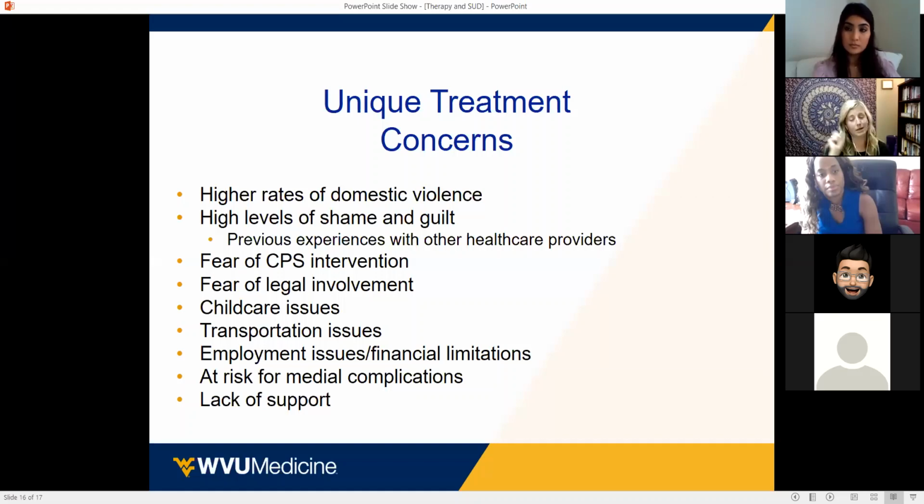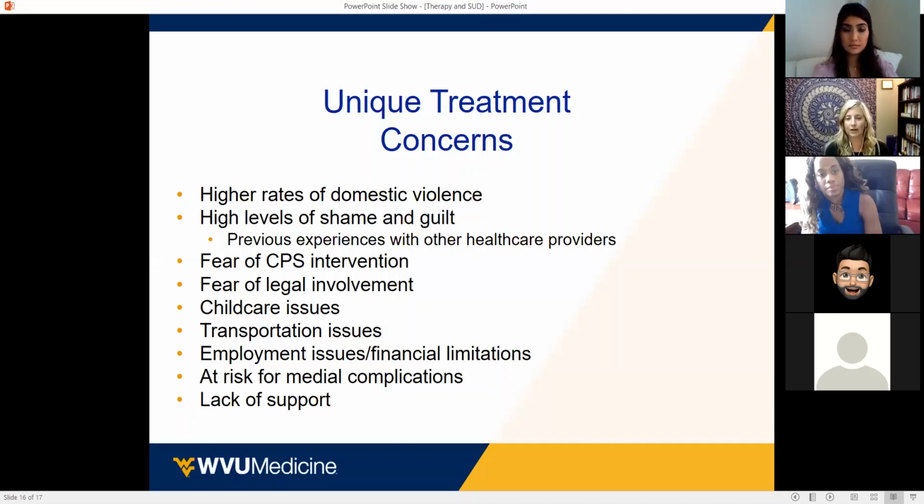Tele has, I think, helped that a little bit, but in general, that will be an issue in our rural area. Employment issues and financial limitations, that's come up a lot during tele. Either folks have lost their jobs, and that's what was helping them contribute to paying for their treatment, or their job schedule is all over the place because of COVID.